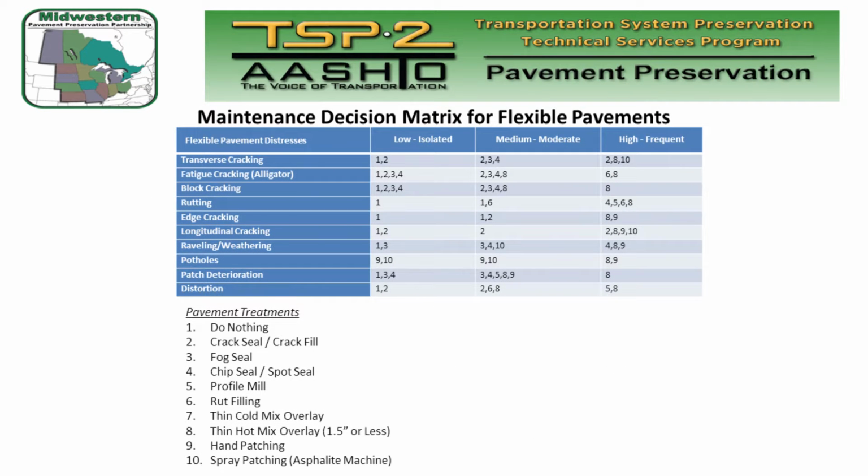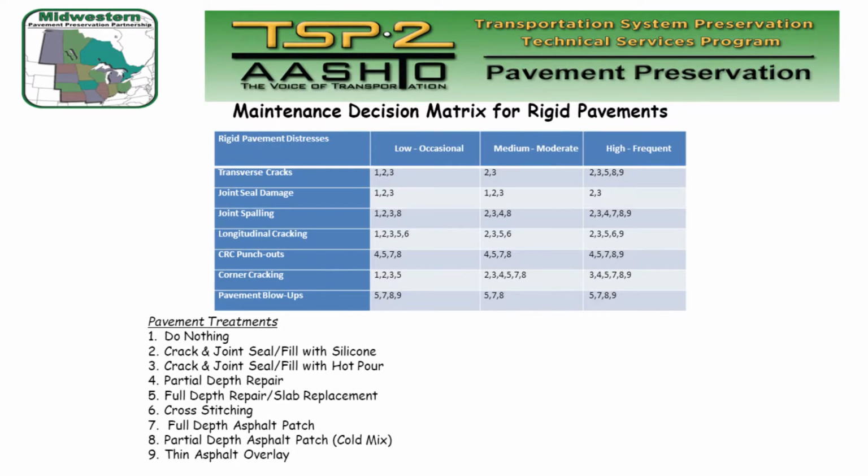This is the decision matrix for our flexible pavements. You can read through that. If you have transverse cracking at that rating, then you can go down and look at your options. And here's the same thing for your rigid pavements.